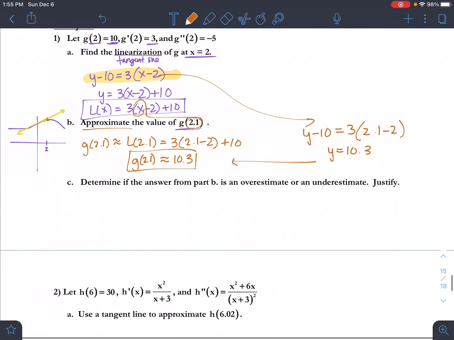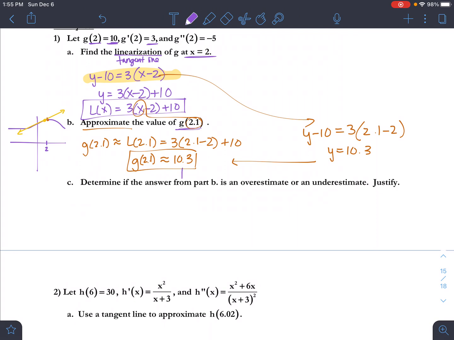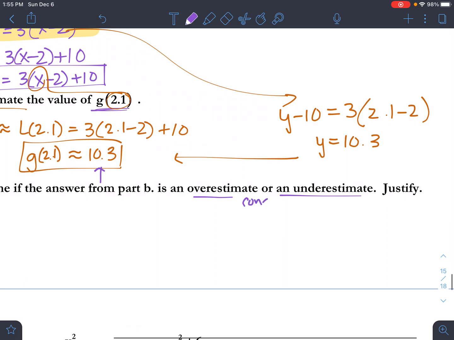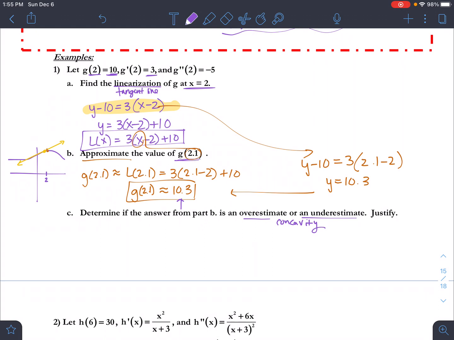Okay, and then the last part, we've talked about this briefly, but we'll show how it relates. It says look at part B, this 2.1 situation. Is it an over or under estimate? This has to do with concavity. We've had questions before where it said, is the tangent line above or below? So hopefully you remember that. In this case, and you'll see why I drew it this way, we know that g double prime of 2, which is concavity, is negative 5, which is less than 0. So if the second derivative is negative, that means it's concave down, which is what I drew in my little sketch, so that we could use that sketch again.